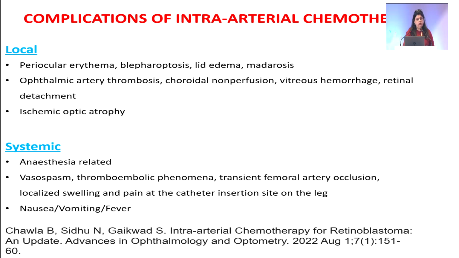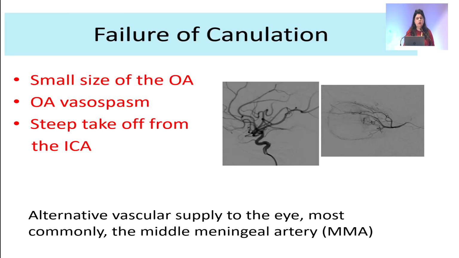They can be both local as well as systemic. Local complications mostly are transient and they settle with time, but systemic complications are things that we need to be very vigilant about. There can be vasospasm, thromboembolic phenomena, transient femoral artery occlusion, and there can be anesthesia related complications. So again, it's the expertise and the skill and the competence of the team that is doing IAC that needs to take care of all these issues.